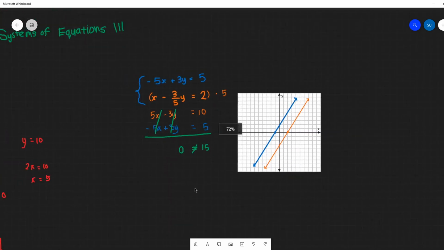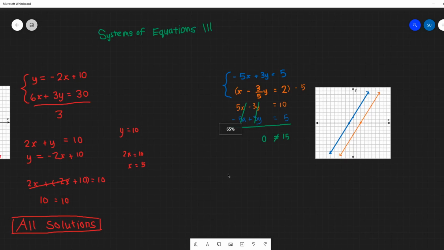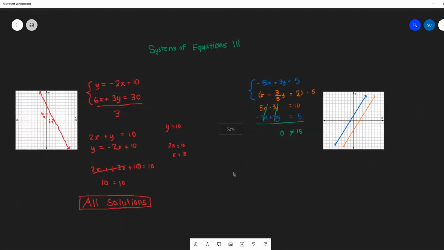And yeah, that's basically how to determine whether a system of equations has all solutions or no solution. And if it's neither of these, then that's how you know that it's going to have one solution.